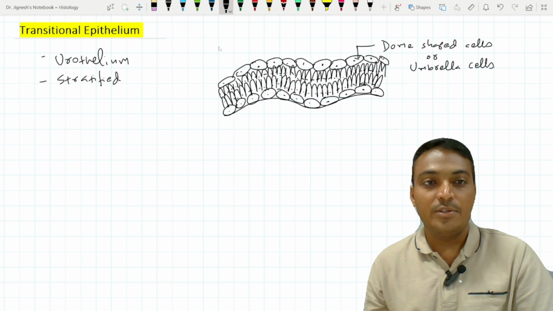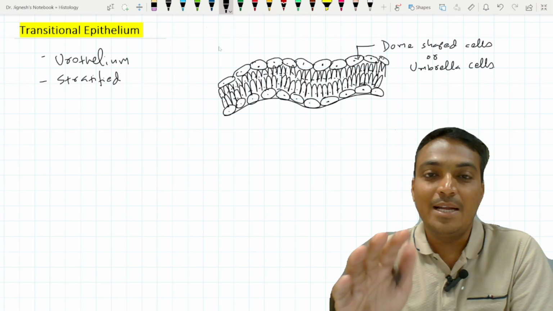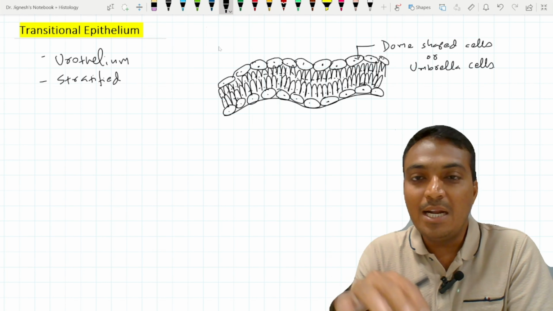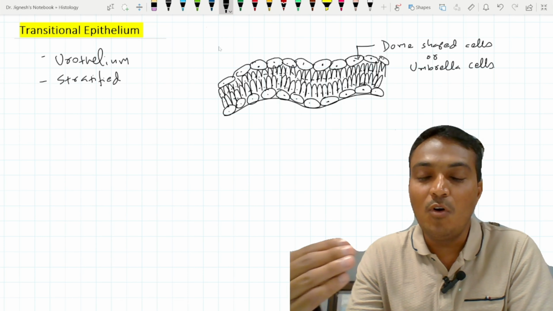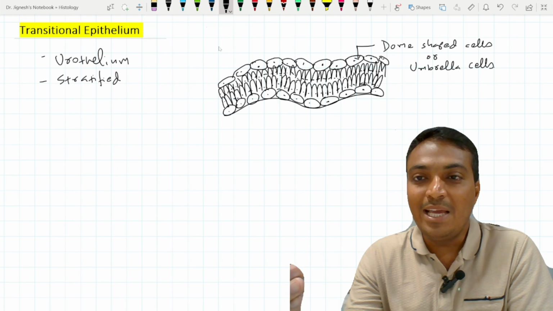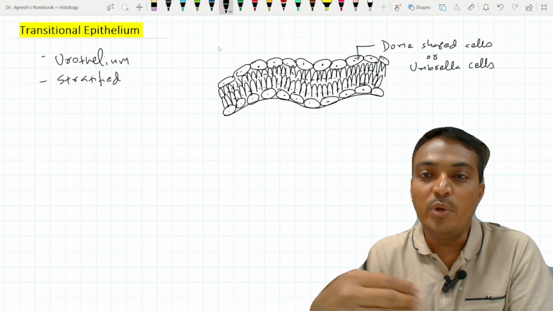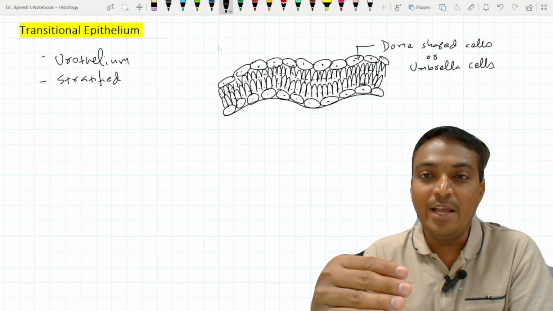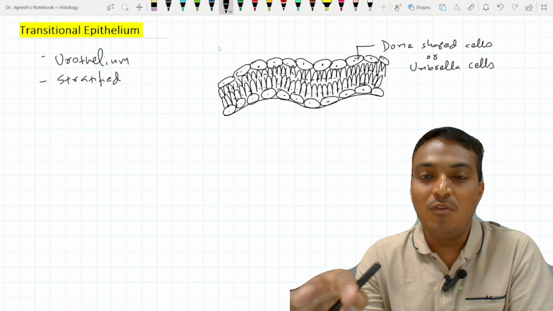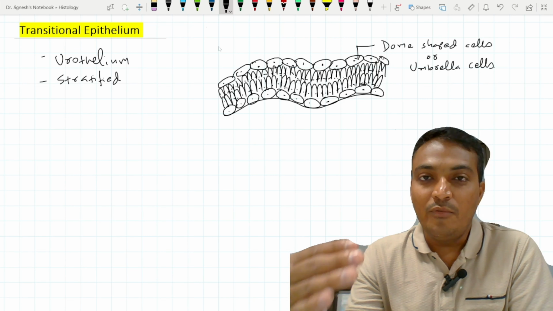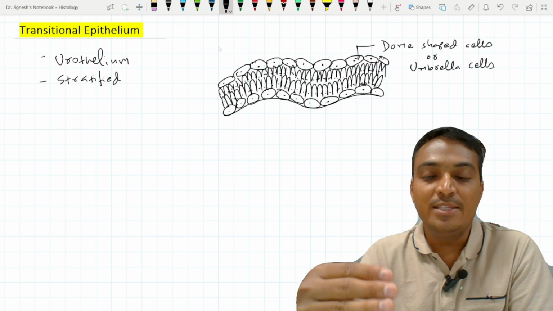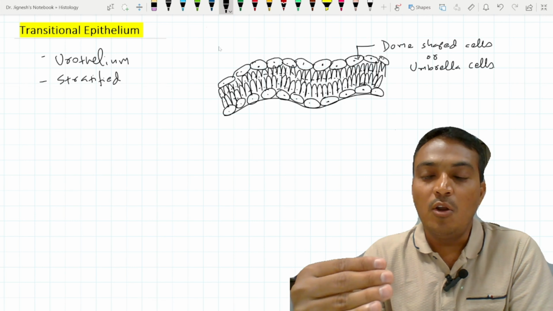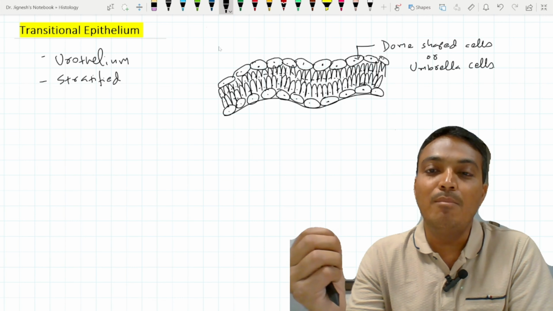The special characteristic of this transitional epithelium is that these dome shaped or umbrella type cells are responsible for the prevention of the entry of urine into the wall, and along with that they are also responsible for providing the extra reserve of space which can accommodate the urine inside the wall of the organ of the urinary system, mainly the urinary bladder.